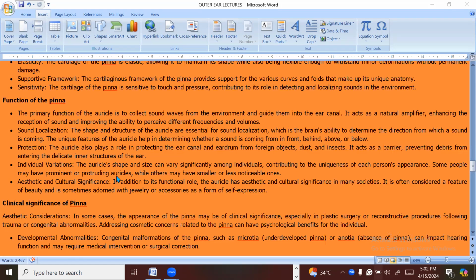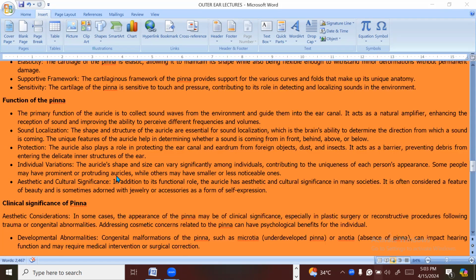Then protection. The auricle also plays a role in protecting the ear canal and eardrum from foreign objects, dust, and insects. It acts as a barrier, preventing debris from entering the delicate inner structure of the ear.